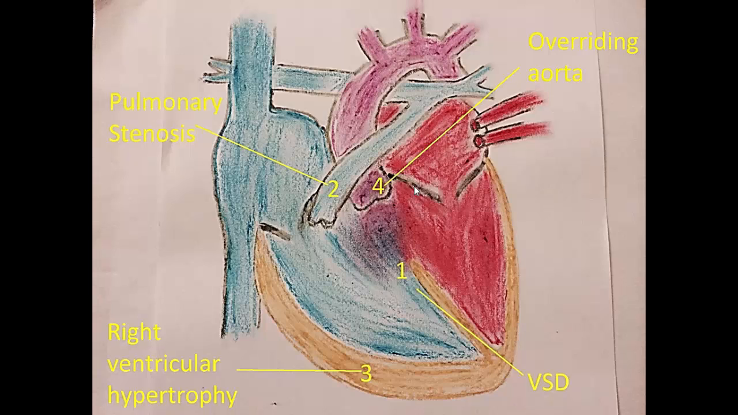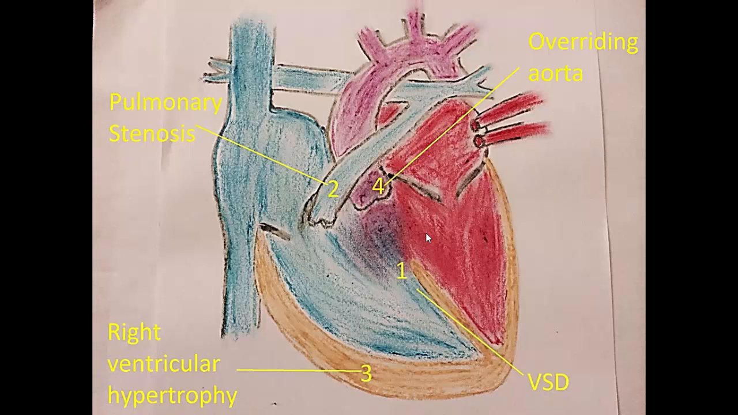Now let's put it all together. In the VSD, there is no wall to keep the deoxygenated blood from the right ventricle and the oxygenated blood in the left ventricle apart from each other, so there will be a mixture of both. The severity of pulmonary stenosis will determine how much blood is allowed to flow into the lungs for oxygenation. Because the right side of the heart is being overworked from trying to push blood into the stenotic pulmonary artery, it will result in the right ventricular hypertrophy.